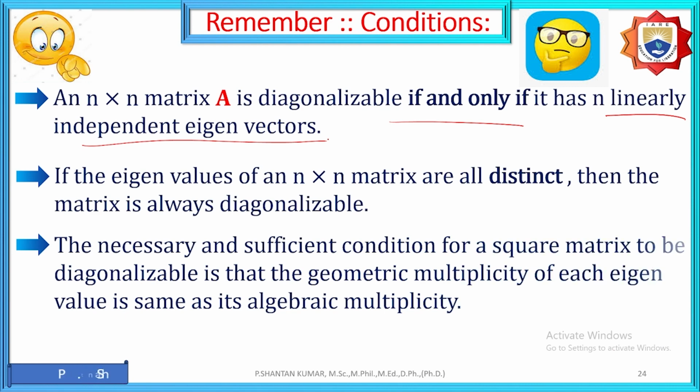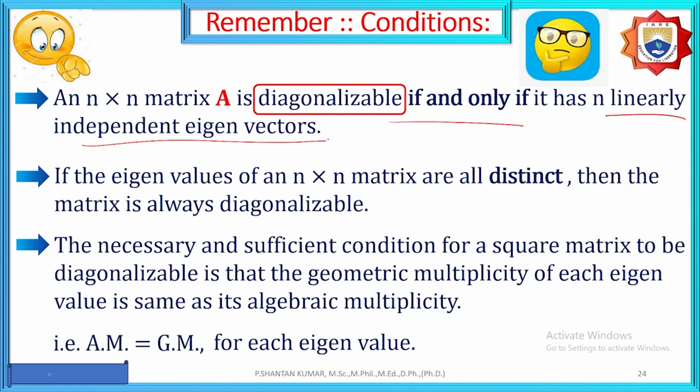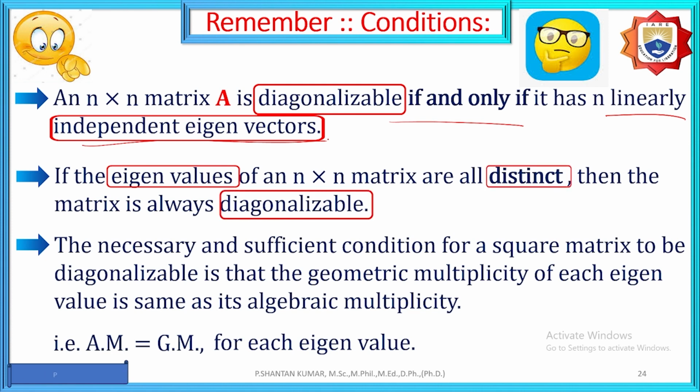Distinct eigenvalues, no problem. Here mainly we need to remember that diagonalization is possible if and only if there are linearly independent eigenvectors. The second condition is if the eigenvalues are different, then diagonalization of the matrix is also possible. And the third condition is that the algebraic multiplicity and geometric multiplicity are the same, then only the matrix is diagonalizable. These are the three conditions we need to remember whenever we check whether a matrix is diagonalizable. We need to check whether any one of the conditions exists.